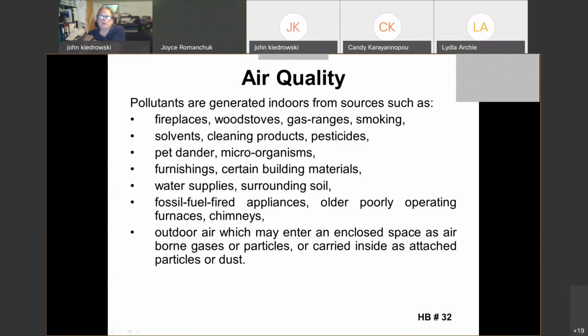Pollutants are generated indoors from a number of sources, and again, I'll let you read all of these. So I'll take a peek at the slide there.